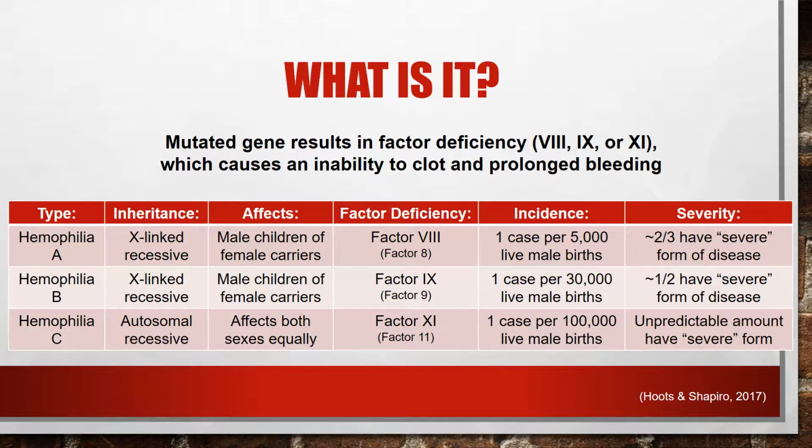Hemophilia C, it's a little different from hemophilia A and B in the sense that it is autosomal recessive. It also affects both sexes equally, so it's not as discriminatory towards men as the first two. It is a factor 11 deficiency, and it occurs in 1 in every 100,000 male births. And the one really important thing about hemophilia C is that it's very unpredictable. Even those who may have the severe form of the disease may not bleed as excessively as those who have the milder form of the disease. So it can be very difficult to manage.